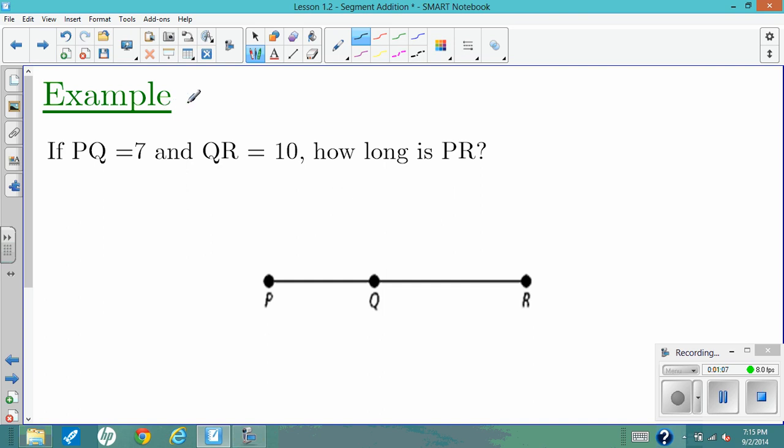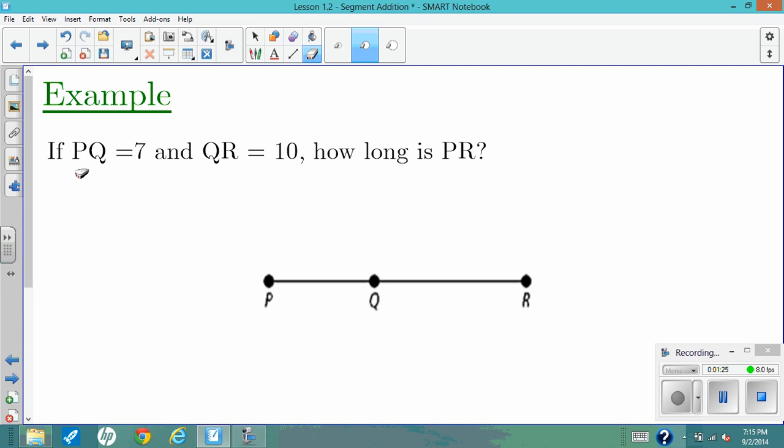So here's where we're going to pause the video, see if you can find out how long PR is, and then listen for the answer. So the first thing I'm going to do when I'm trying to answer a question like this is label my picture with the information I know.